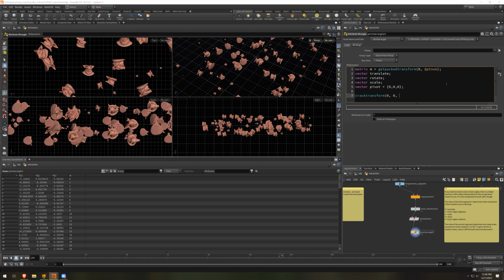Then it wants the pivot, which is 0, but we're just going to put it in here to make it more readable. Then we pass it the matrix. And then the last three terms are essentially the outputs. So we're going to write the translates to translate, the rotates to rotate, and the scales to scale.